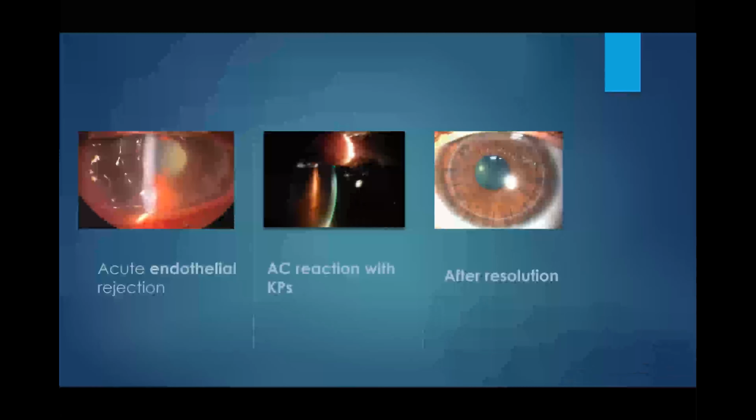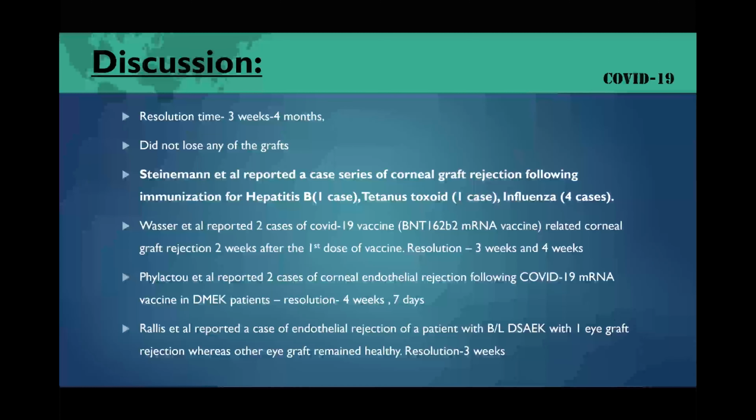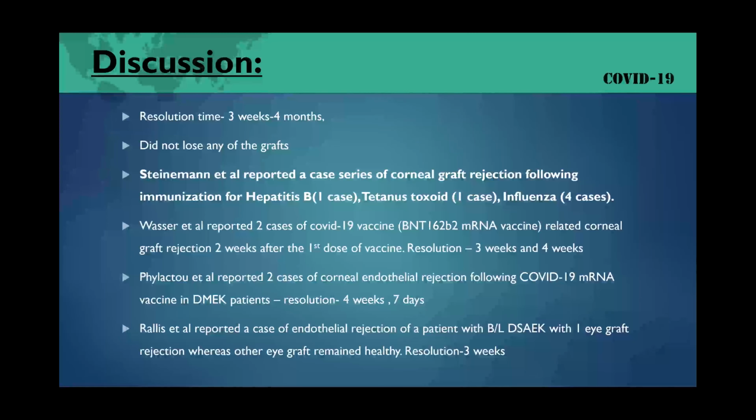So these are the pictures showing endothelial rejection with keratic precipitates and anterior chamber reaction, typically with resolution showing a clear graft. So coming to the discussion, in our case series, we observed a resolution time of 3 weeks to 4 months, and we did not lose any of the grafts.